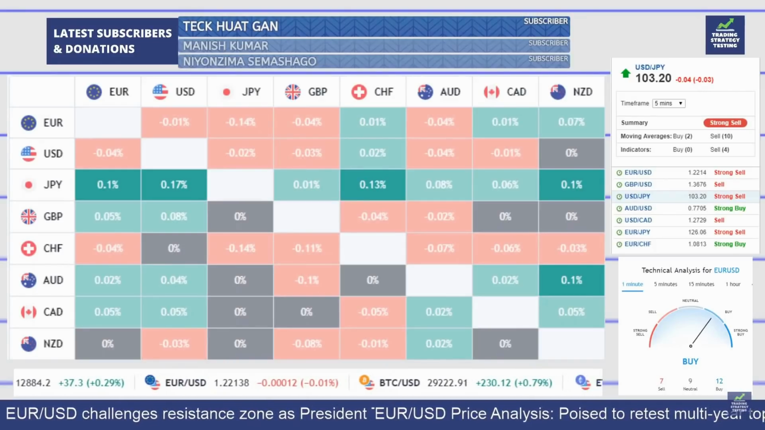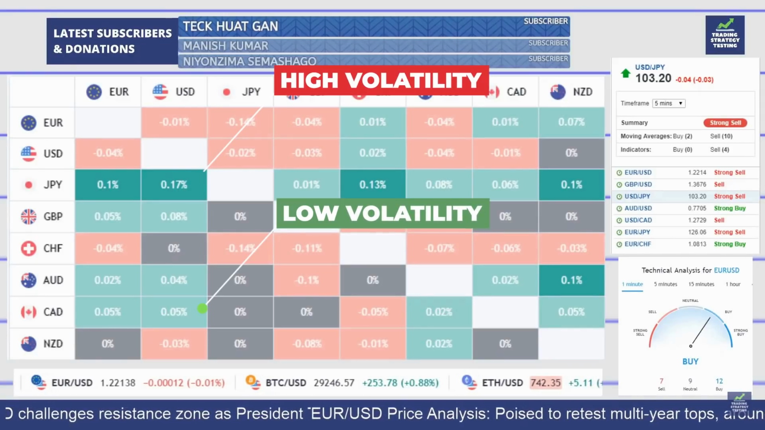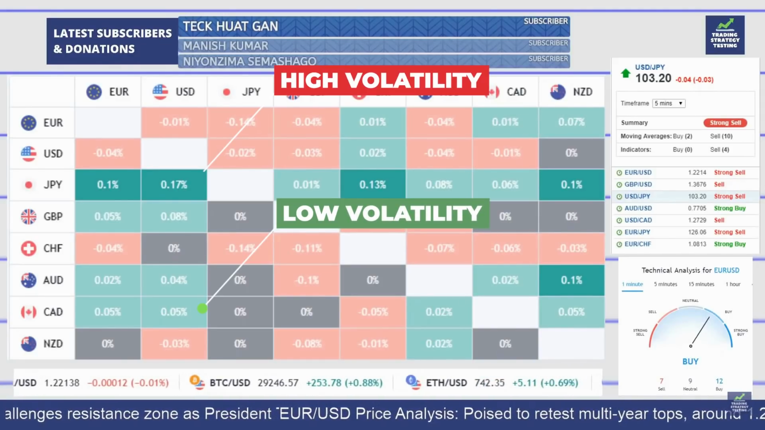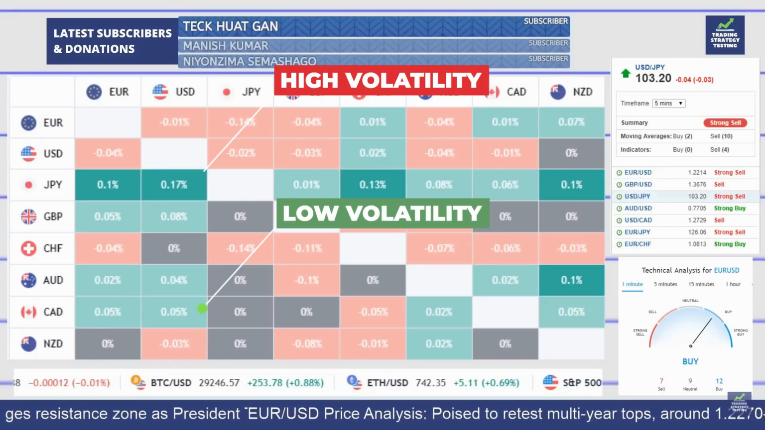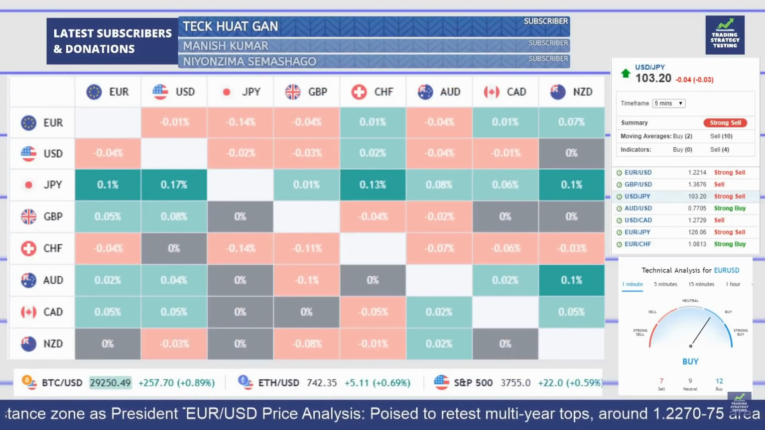The high volatility pairs are highlighted in dark green or red color. The low volatility ones are in light colors, and we should avoid trading them unless we are using a trading strategy that works in a sideways market.